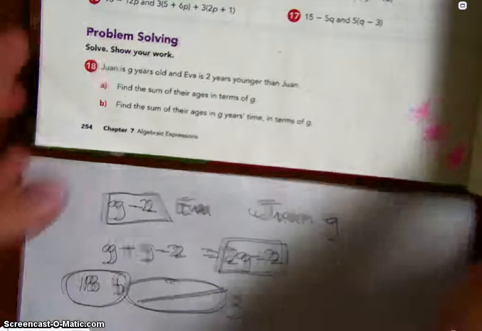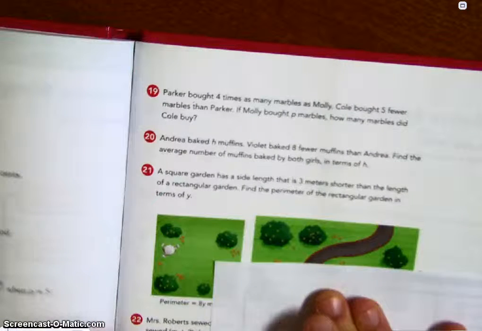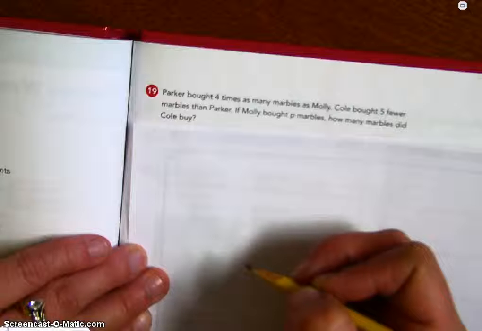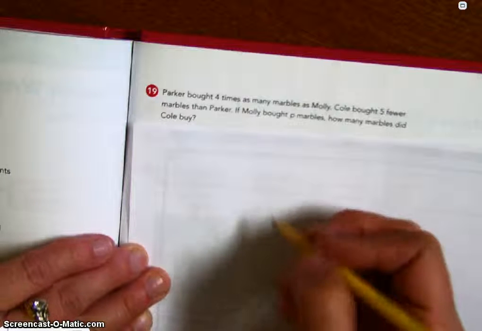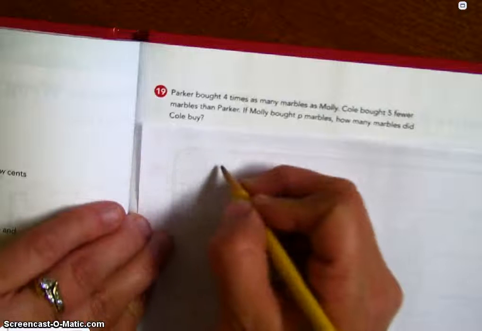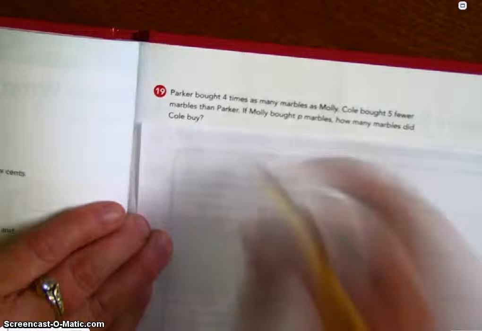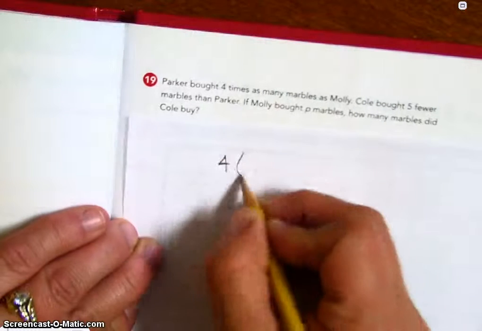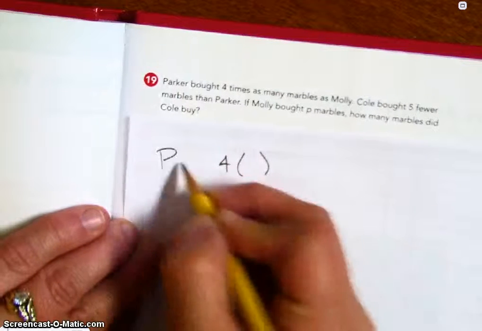So number 19. Parker bought 4 times as many marbles as Molly. So Parker, he bought 4 times as many as Molly. So we're going to have to wait until we find out what Molly's is, and Parker's is going to be 4 times whatever Molly's is. That's going to be Parker's.